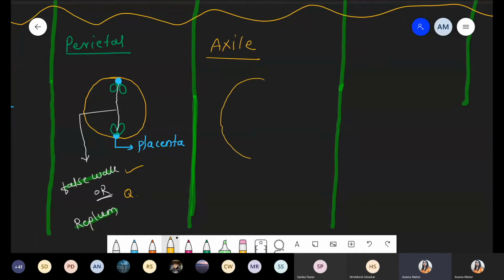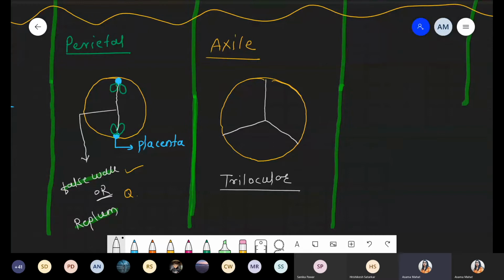So this is the structure. Now we divide it into three chambers. Trilocular. Actually, this is more specific trilocular because three chambers are present. It's your choice, you can draw bilocular, tri, tetra, penta. But here we are taking mostly trilocular.